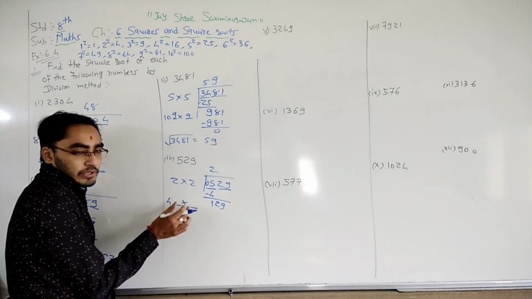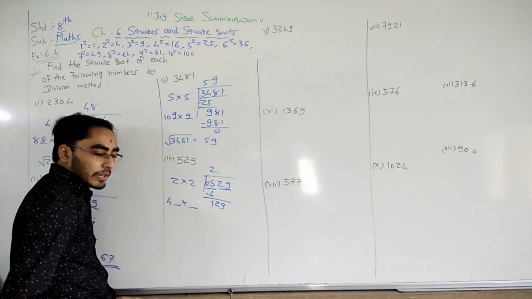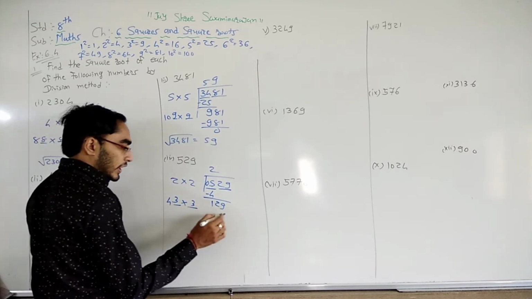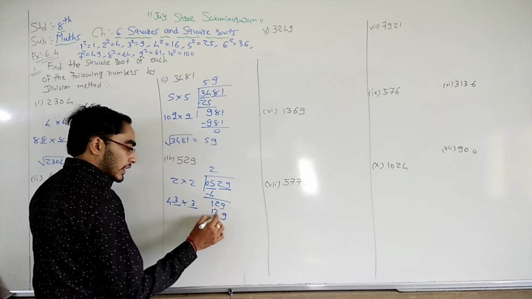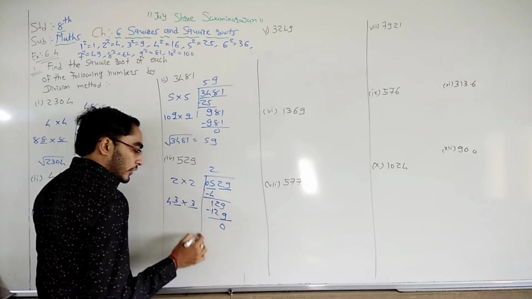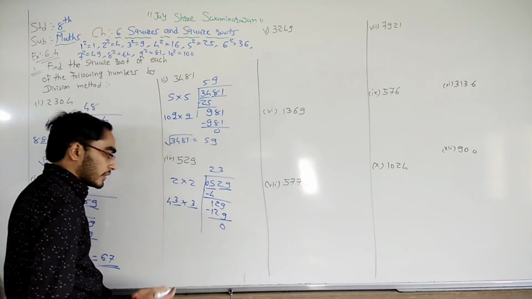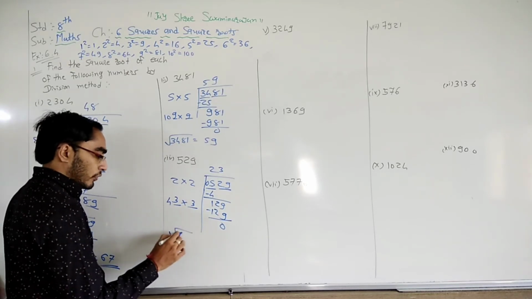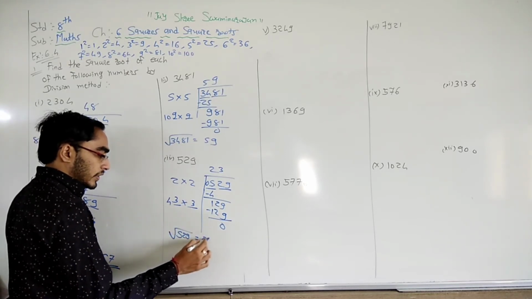Now put a digit here such that we get 129. That digit is 3. 43 into 3. 3 3s are 9. 4 3s are 12. Right? So the remainder becomes 0, and this 3 we need to write here, because we already know that the answer is 23, right? So the square root of 529 is 23.